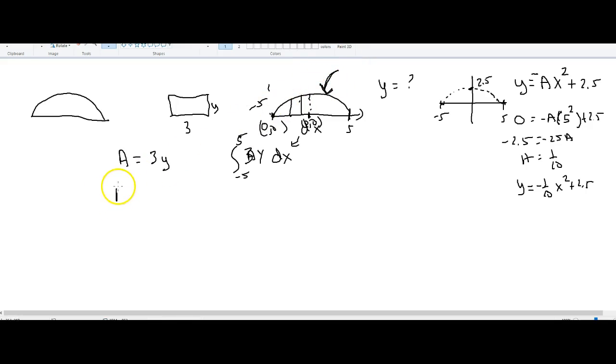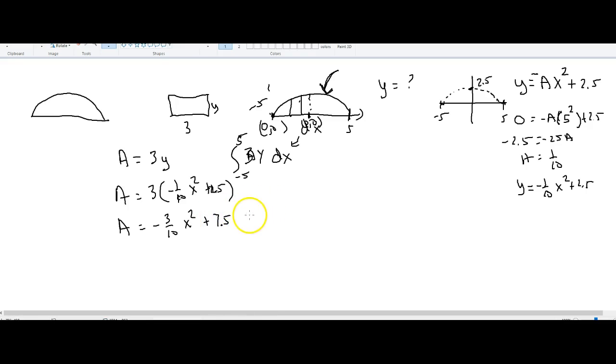So I go back to my area formula, and my area formula is actually going to be 3 times negative 1/10 x squared, because that's what y is in terms of x, plus 2.5. Running out of space, I do apologize. So my area formula is negative 3/10 x squared plus 7.5.